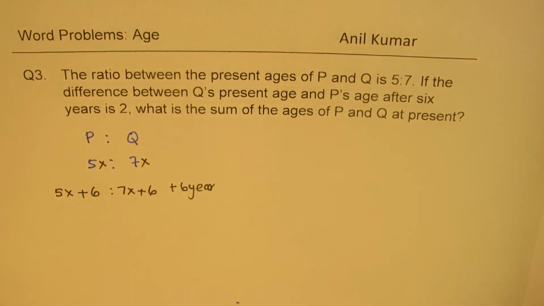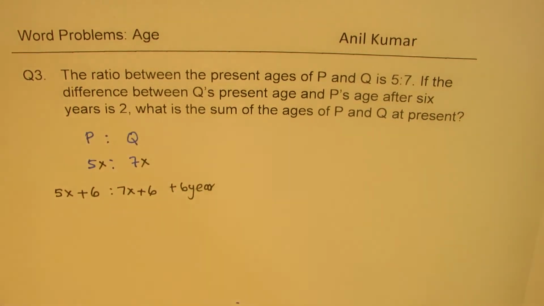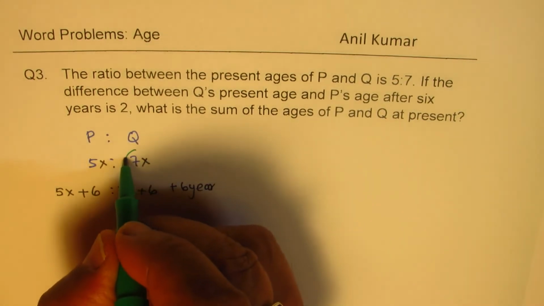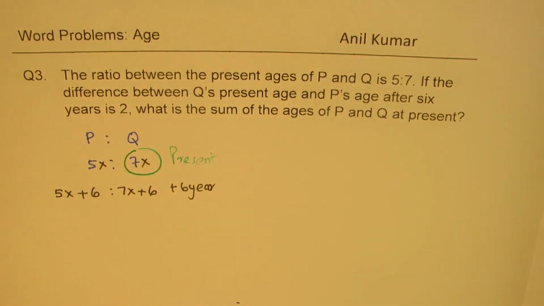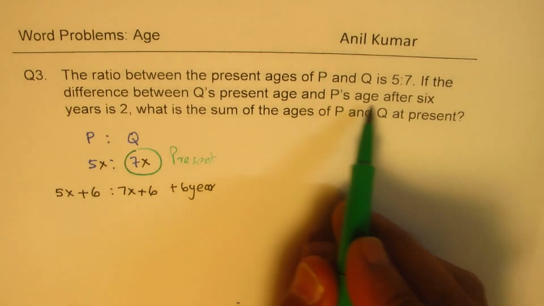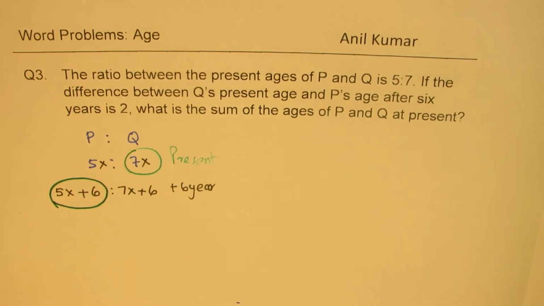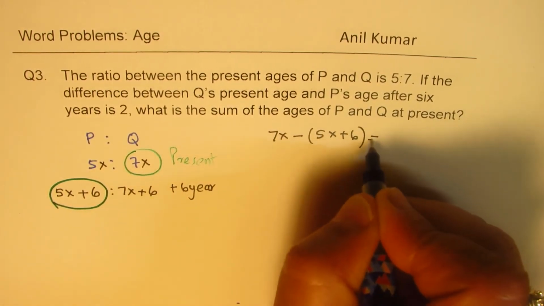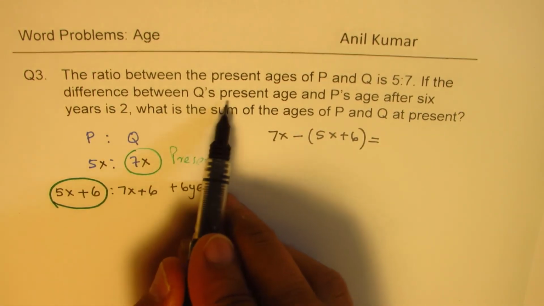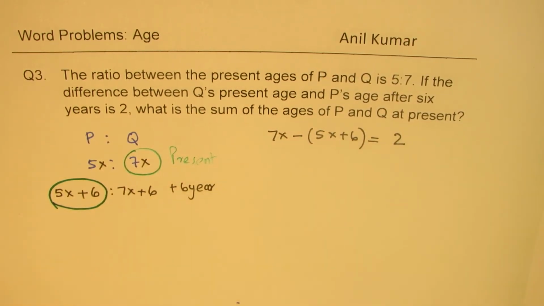Anyway, the question is tricky. It says, if the difference between Q's present age, so we are only interested in the present age of Q, right? Q's present age, this is present age. Correct? So difference between Q's present age and P's age after 6 years, right? We want these two differences. That is to say, 7x minus 5x plus 6 is equal to. So it says difference between Q's present age and P's age after 6 years is 2. Do you get that idea, right? So that is what the equation is.